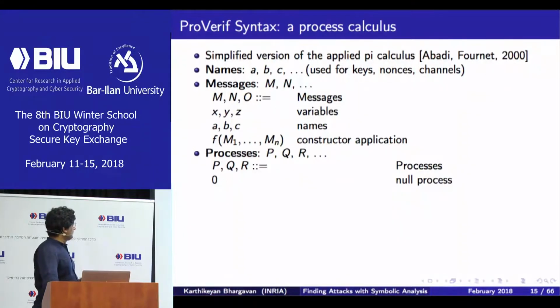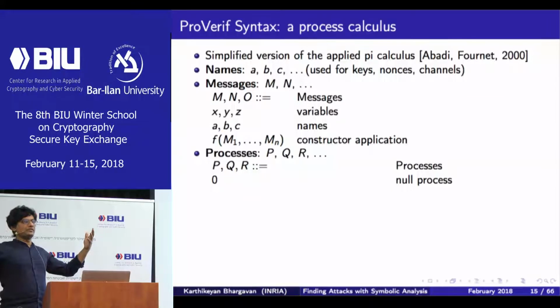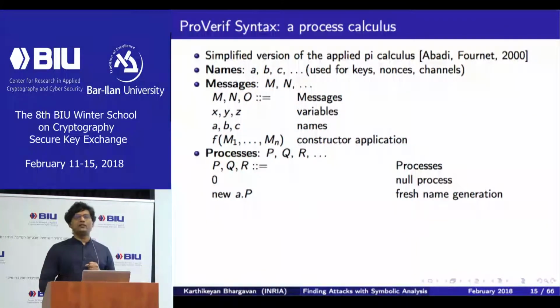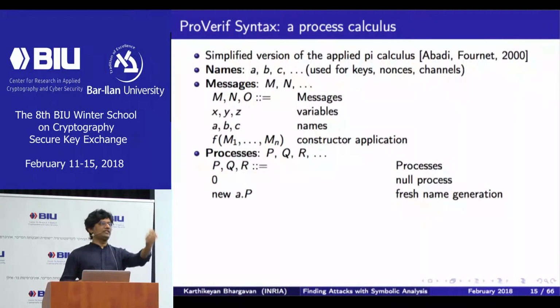Then the processes themselves. Each process represents one participant in the protocol, typically. And so the protocol is represented as a series of processes running in parallel. So each process, well, there's a null process, which does nothing. There is a process new a.P. What it's saying is, please generate a fresh name a and use it in P. This fresh name a might be used as a nonce, maybe used as a key. It could even be used as a channel. But for our purposes, mostly we'll be using nonces, session identifiers, keys. They may be secret, they may not be secret, but they will be generated afresh.